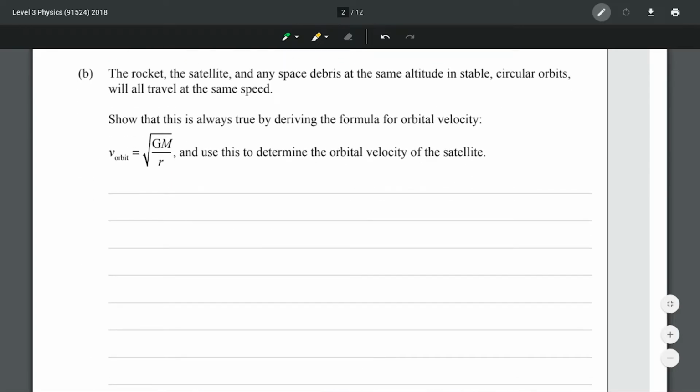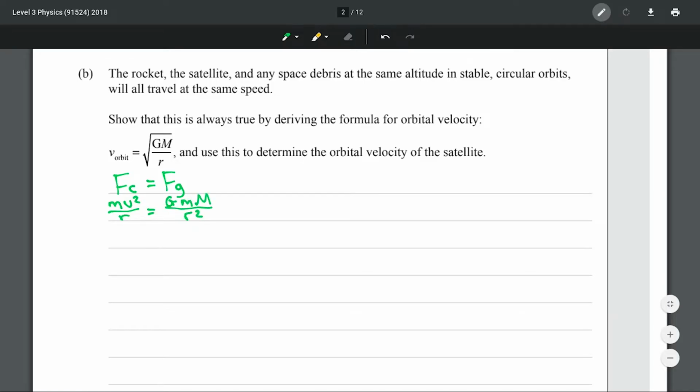The rocket, the satellite, and any space debris at the same altitude in stable circular orbits will all travel at the same speed. Show that this is always true by deriving the formula for orbital velocity, which we see right here, and use this to determine the orbital velocity of the satellite. The first step in deriving this equation is to recognize that the satellite is in circular motion, so we have a centripetal force, and that centripetal force is provided entirely by gravity. We know the equations for each.